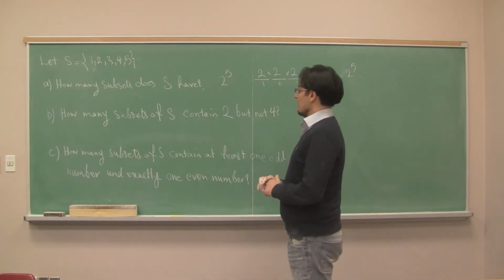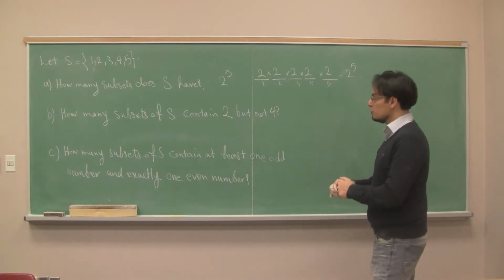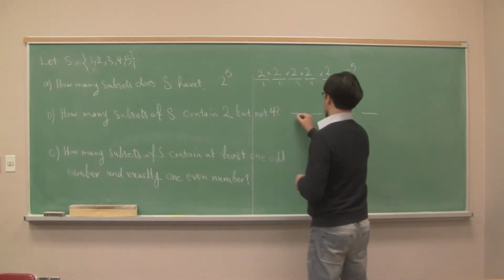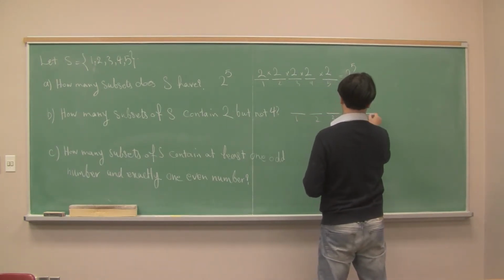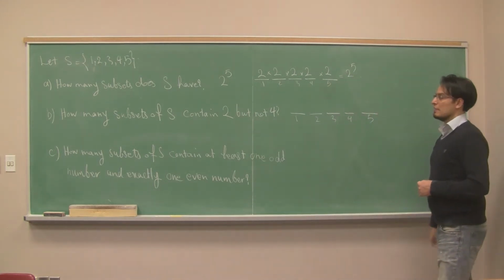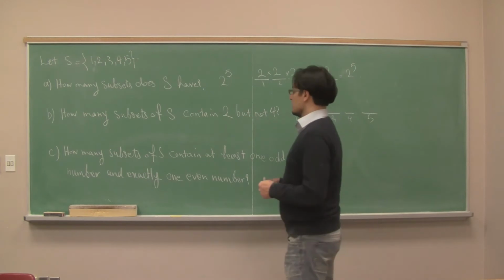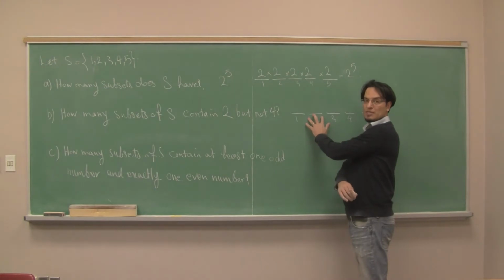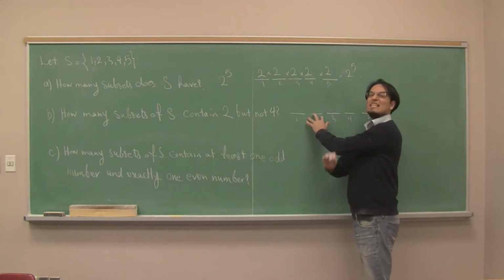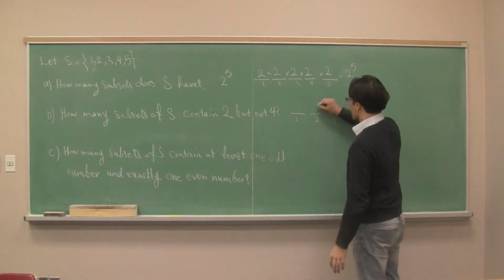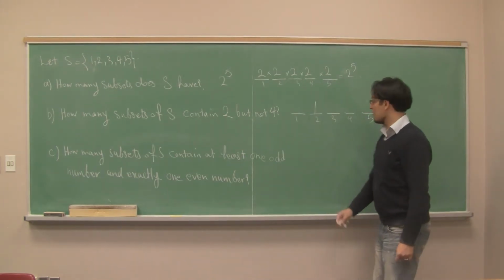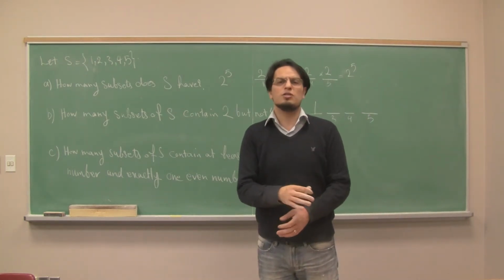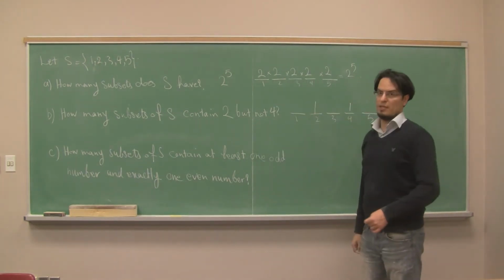So in how many subsets of S do we have 2 but not 4? Again, we have all these elements: 1, 2, 3, 4, 5. When you're looking for the number of subsets which contain 2 but not 4, we already know what happens to 2. We don't have options. It is included, it contains 2. So I only have one option for 2. And for 4, I also have one option. It's not going to be there. There is no other option.